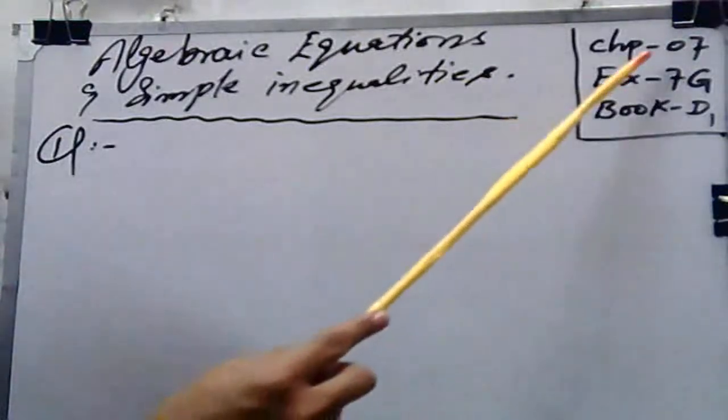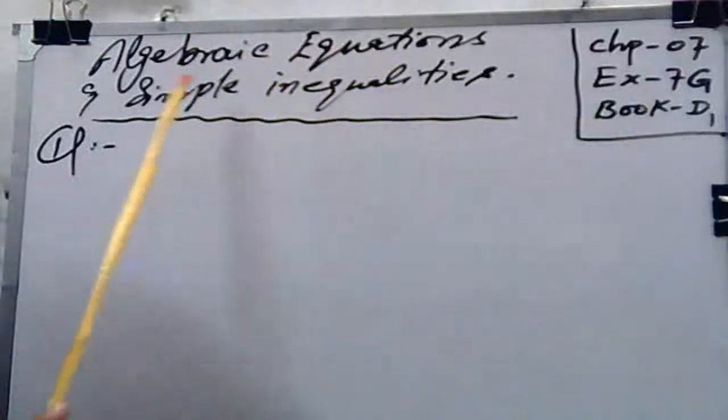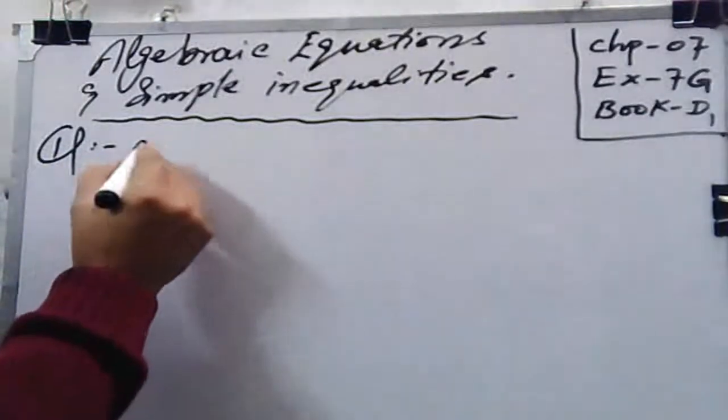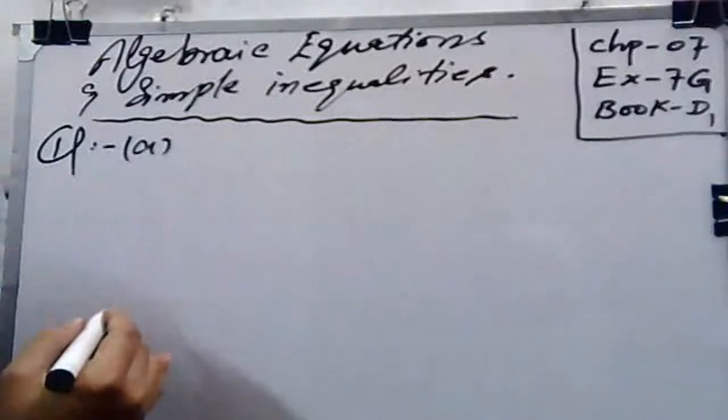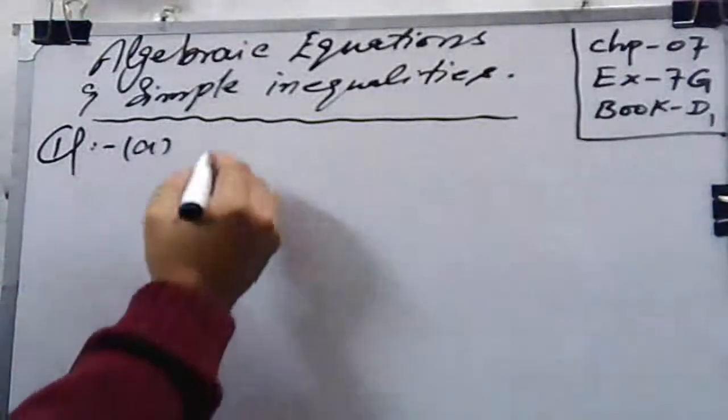Today we will discuss chapter number 7, exercise 7G, book D1, algebraic equations and simple inequalities. Question number 1. In each of the following, let x denote the unknown and derive an equation involving number. A part. Read the statement. When a certain number is increased by 7 and the result is 18.